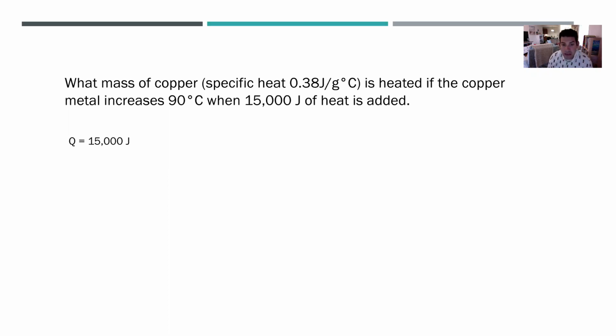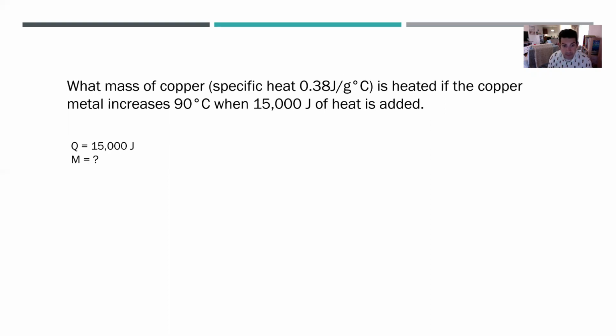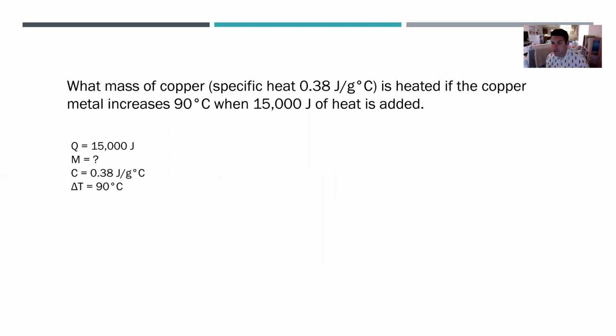So Q equals 15,000 joules. M, what mass of copper? We don't know, that's our unknown. C is given in the question, 0.38 joules per gram degrees Celsius. And the delta T, it doesn't tell us the initial or the final temperature, which is fine. It does tell us the change, though. It increases 90 degrees. So delta T equals 90.